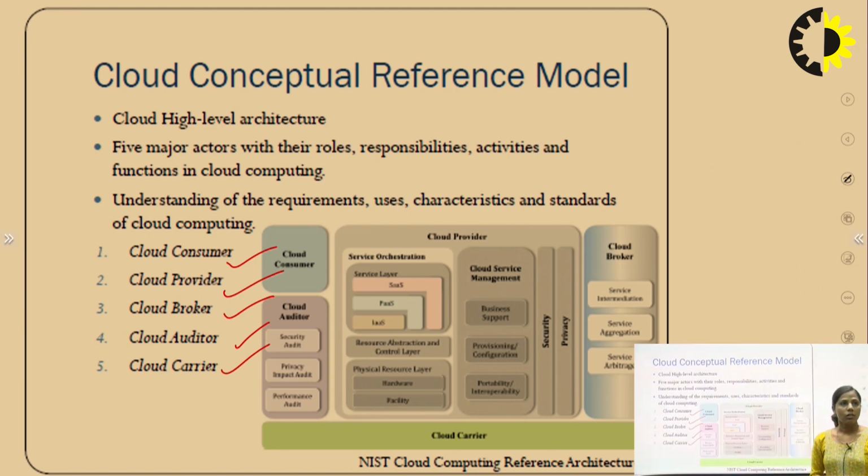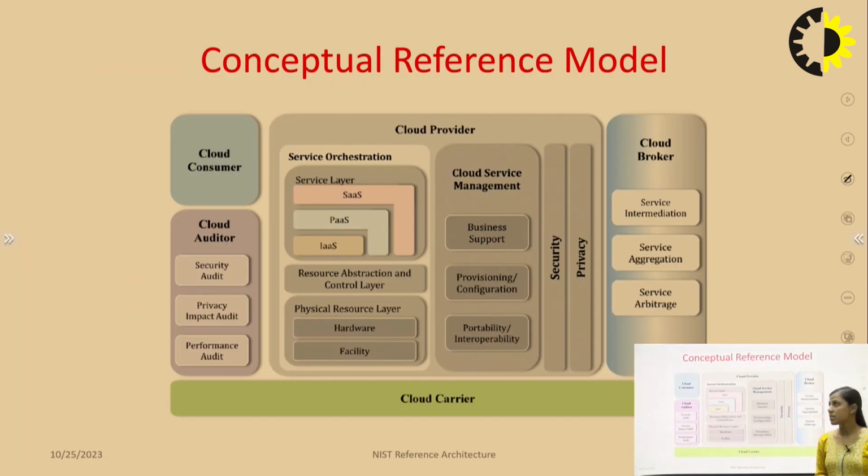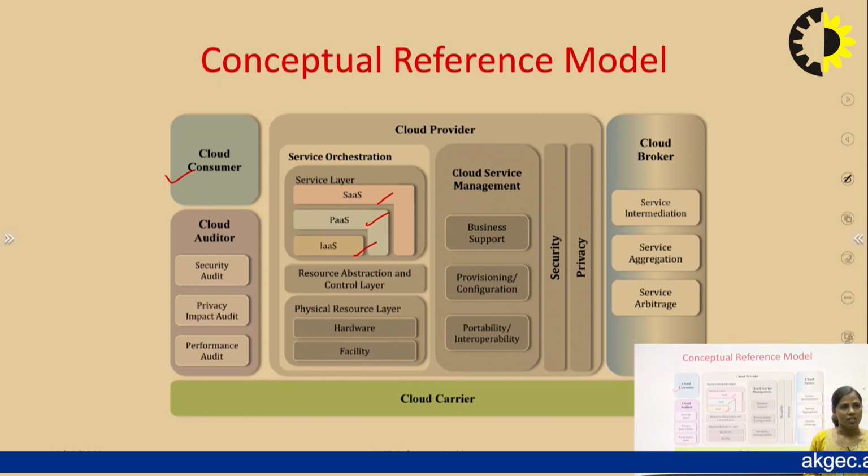Discussing the cloud components one by one, this is the reference architecture given by NIST. This is the cloud consumer. Cloud consumers are the persons like us. We are the clients, using the different services over the cloud, over the internet, provided by different service providers. Cloud providers provide different services and service orchestration. It provides various layers: IaaS, PaaS and SaaS, that is infrastructure as a service, platform as a service and software as a service, under the different service layers.